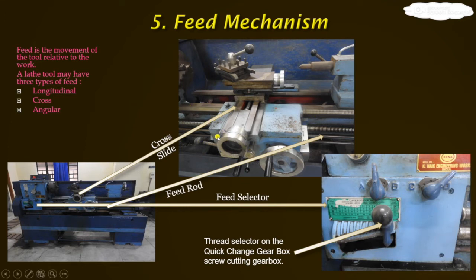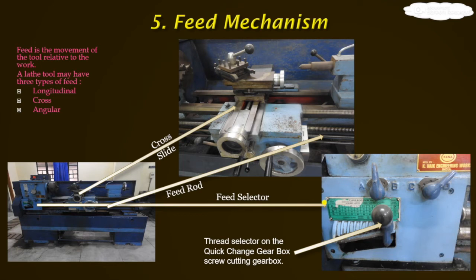And manually it is controlled from here, and this is the automatic feed control device. A chart is given here where we can select the feed. And in case of thread cutting, means in case of say nuts and bolts, internal and external threads are there, that also can be done in a lathe machine.